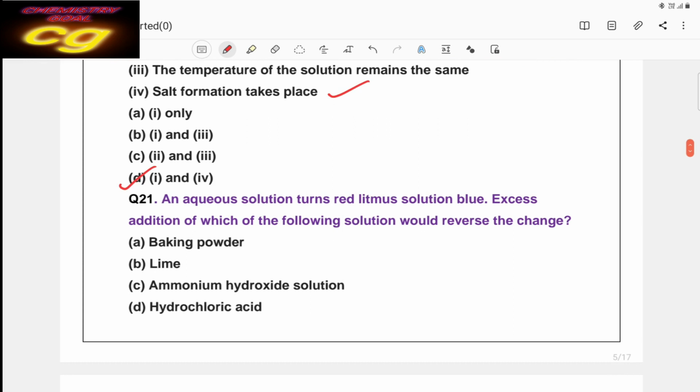An aqueous solution turns red litmus solution blue. Red to blue means it is basic. Excess addition of which solution would reverse the change? Excess addition means we have to see acid, because red litmus changing to blue means the solution is basic. If you add acid, it reverses. Baking soda is a base, lime is a base, ammonium hydroxide is a base, so this is your acid. So the answer is D. If you add excess hydrochloric acid after neutralization, the solution will be acidic, and so a reverse result, that is blue to red.